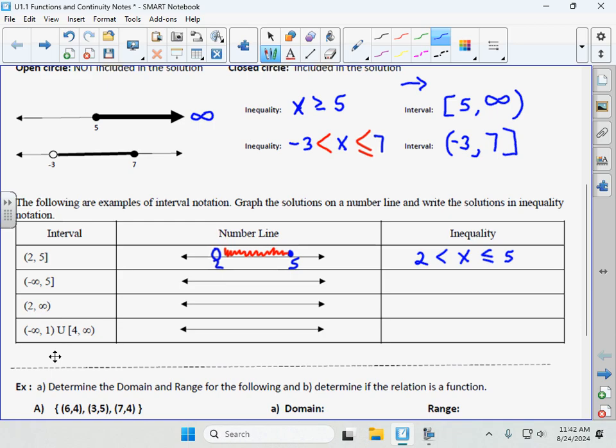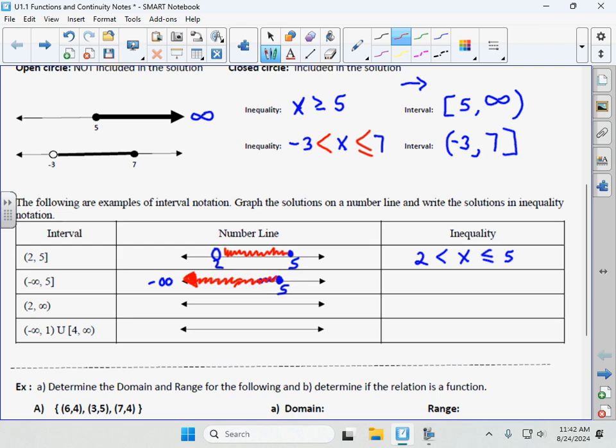All right, the second one, negative infinity to 5. Again, think of working left to right. Negative infinity is the leftmost part you can go. Everything is being shaded from negative infinity all the way to the right, which would be positive 5. Again, we're going to have a closed circle on 5. So when we shade this, this is everything to the left of 5, or less than 5.